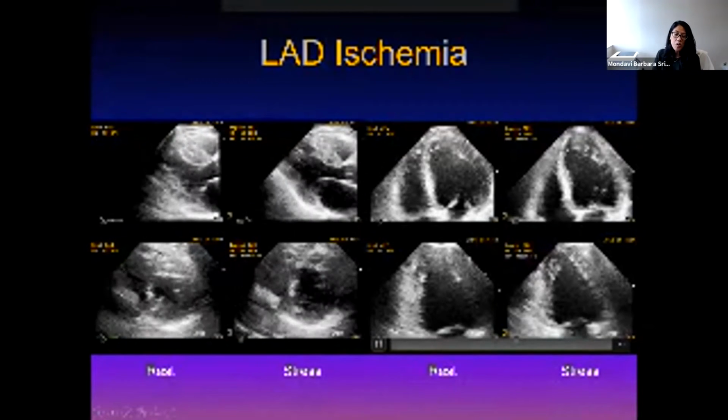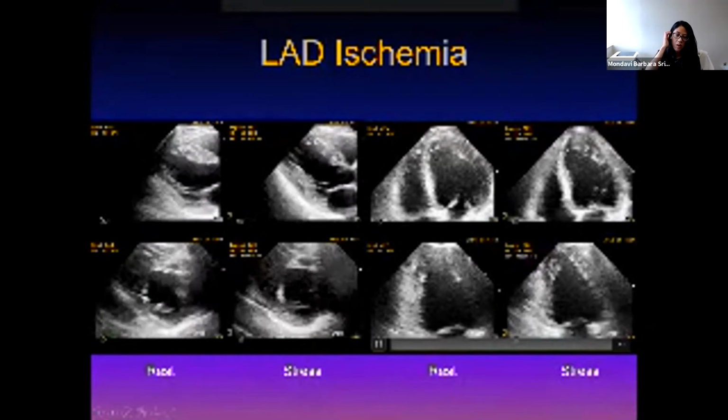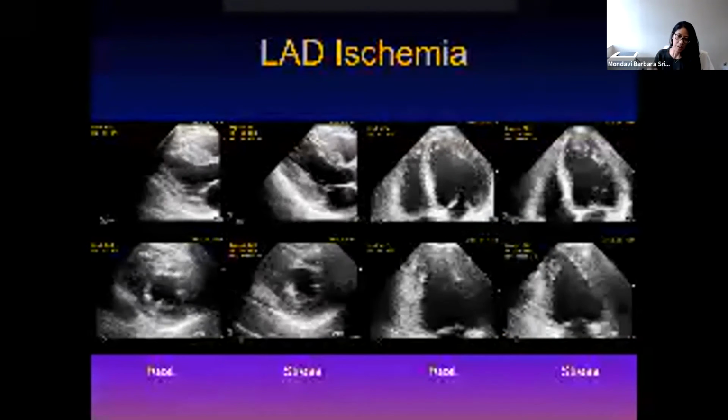That are within the distribution of what we'd expect to see for LAD ischemia.